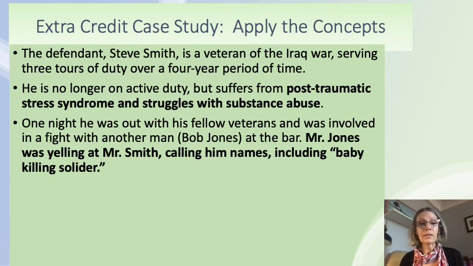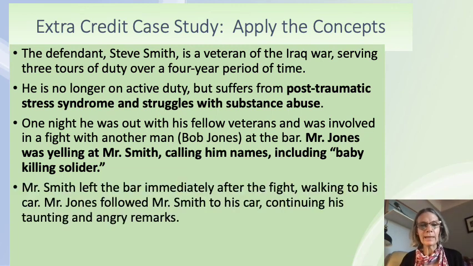One night he's out with his fellow veterans, and he's involved in a fight with another man whose name is Bob Jones at a bar. Mr. Smith is out with some fellow veterans. They're just trying to relax. But at the bar, Mr. Jones approaches Mr. Smith, and he just keeps yelling at him. He's calling him names, denigrating his veteran experience and his service in the military. He says a whole lot of horrible things, including, hey, you're a baby-killing soldier, you deserve to die, whatever. He's really hassling Mr. Smith verbally.